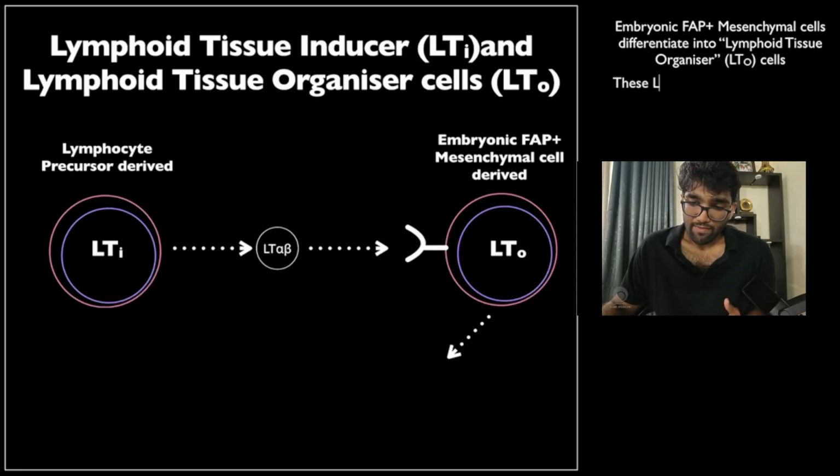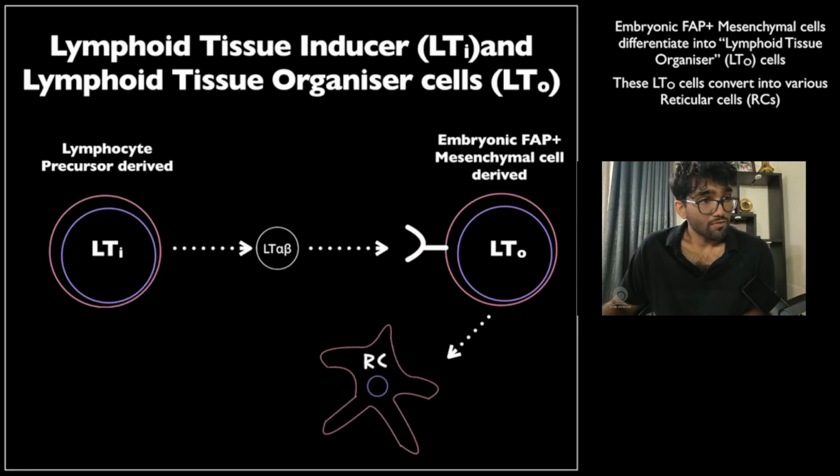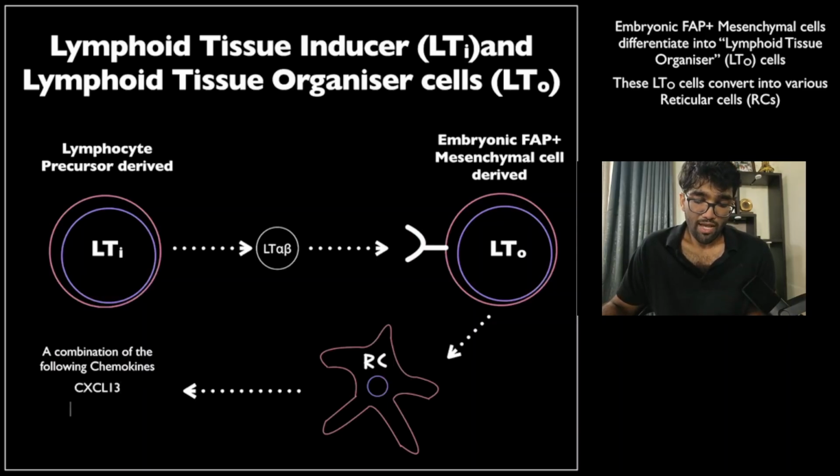and these lymphoid tissue organizer cells then convert into the various reticular cells that are located within the lymph node. So RC stands for reticular cells, and these populate different compartments of the lymph node and start producing specific chemokines. These chemokines are as follows: CXCL13, CXCL19 and 21, CCL19 and 21, CXCL12.